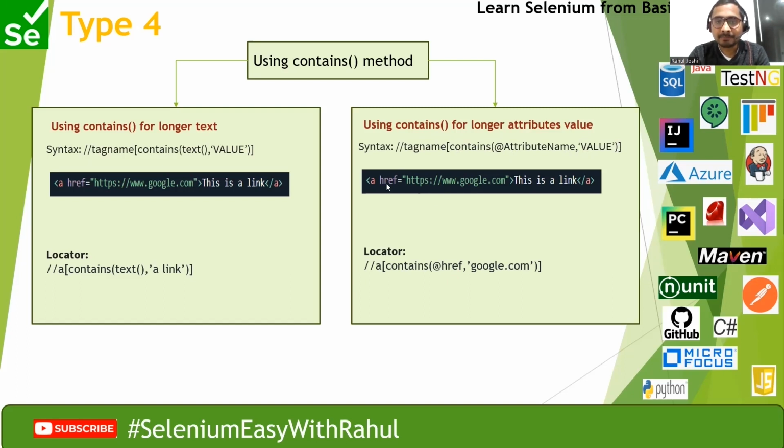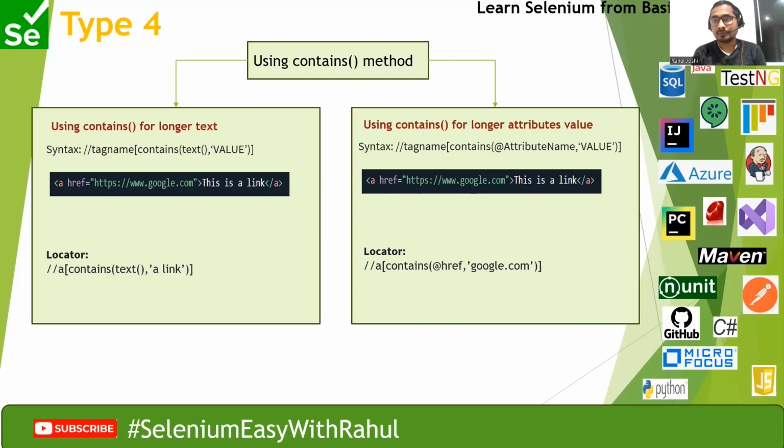So if I give you an example for this element, the tag name is a, then in the square brackets, we have to write contains, then the circular bracket, @. In this case, we have the attribute name as href. So we write @href, comma, its partial value we can take. So we can write something like google.com in this example, right? And then we have to close both the brackets. So in this way, we can use the contains method for longer attribute values.